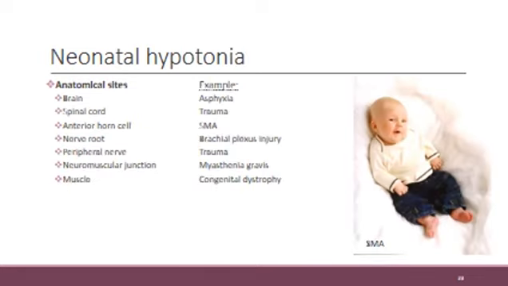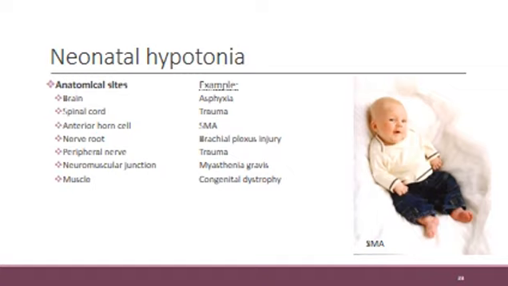A neonate with hypotonia can be described as a classic floppy infant. These infants are usually lethargic and show very little movement. When observing the posture of the baby, they classically lie in a frog-like position with abduction of the hips and external rotation of the limbs. There are many anatomical sites that can give this neurological picture.